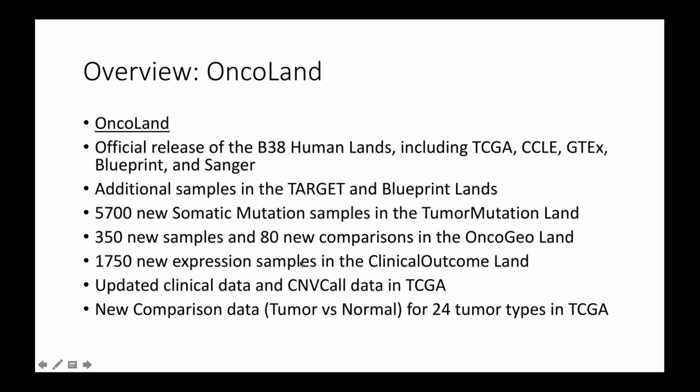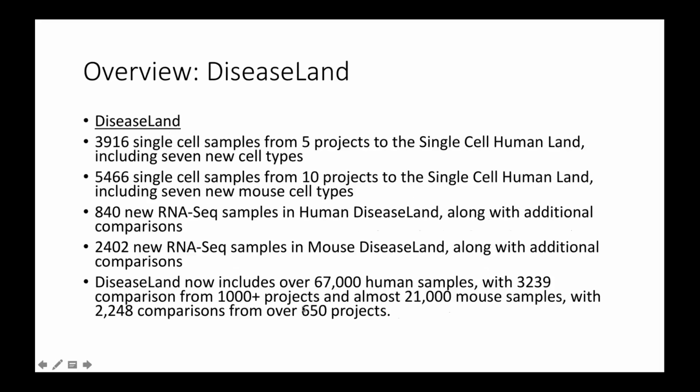But for TCGA itself, one thing that we did this time, which those of you that have seen my personal demos from maybe a year or so ago may recall, is that for each of the tumor types where we had normal and tumor, we actually created comparison data. Those of you that have used DiseaseLand or OncoGEO Land are familiar with comparison data. Essentially, for RNA-Seq, it's going to be DESeq2, a set of comparisons between the tumor and normal samples.